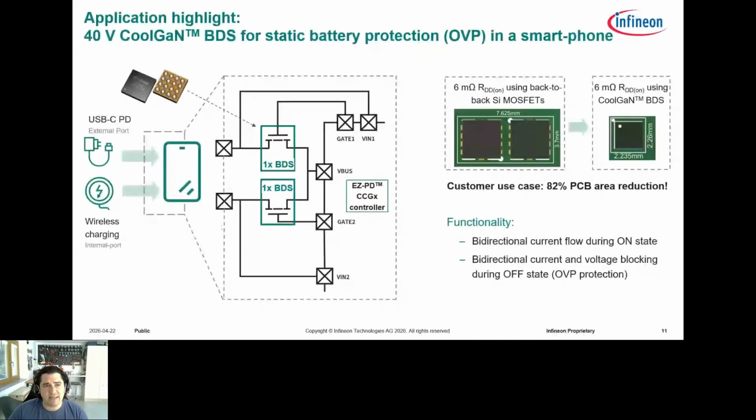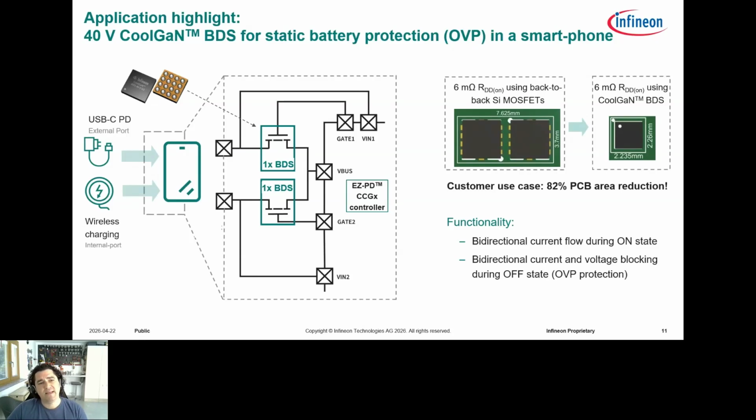Mostly, we're going to see this type of common source bidirectional switch in a battery protection environment, in a static switch. One of the reasons is that this technology is very compelling when we go to very low voltages. For example, 40 volts, 100 volts, to protect a 20-volt battery, a 6-volt battery.